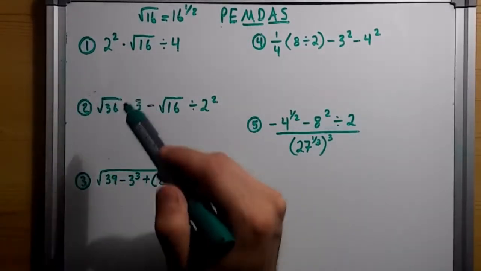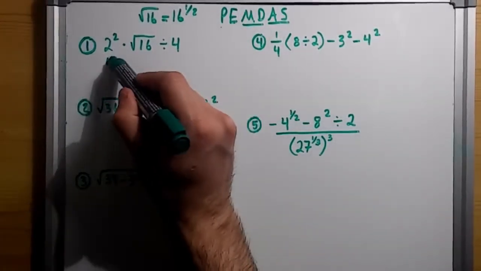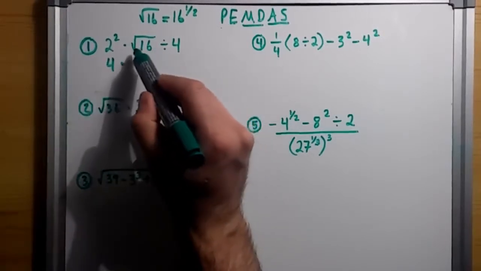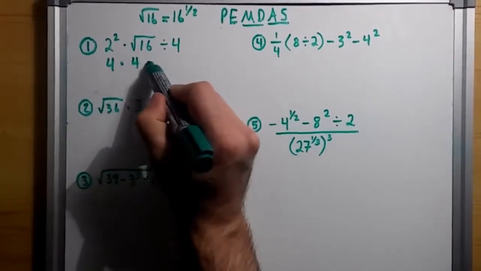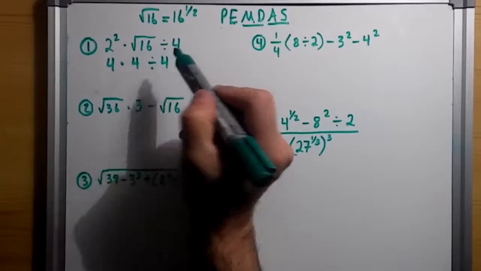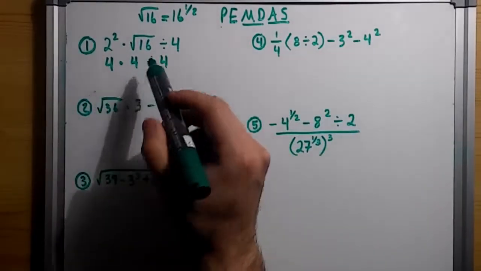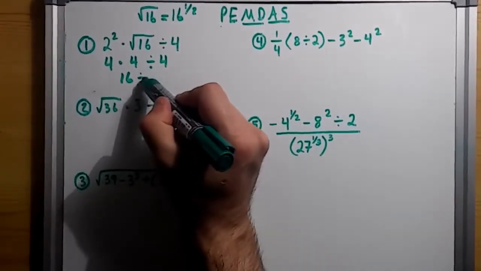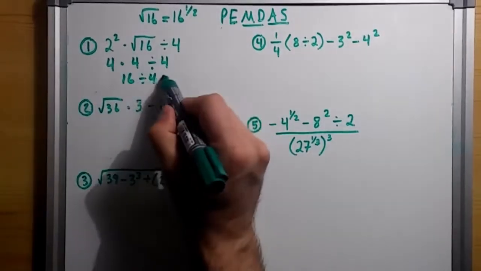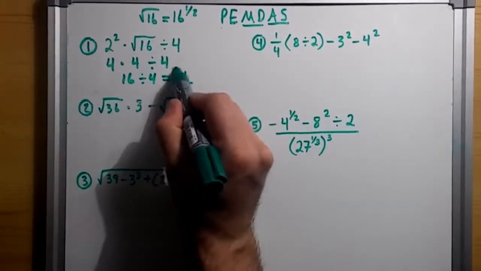So starting with number 1, I have 2 squared, which is going to be 4. I know the square root of 16 is going to be 4, and that is going to be divided by 4. 4 times 4 is 16, and 16 divided by 4 is going to give us 4.